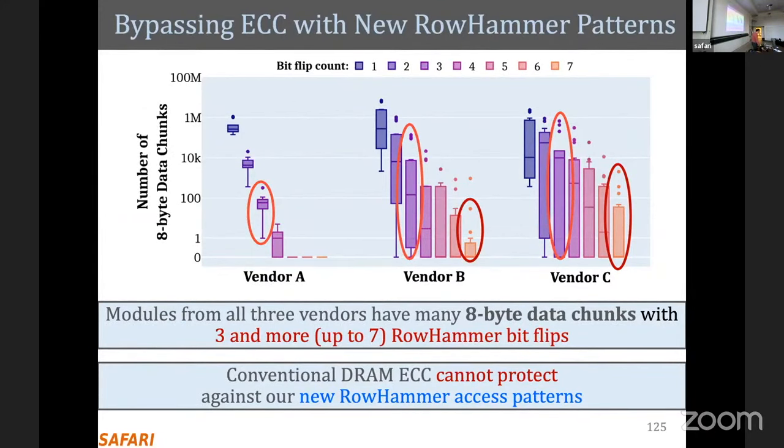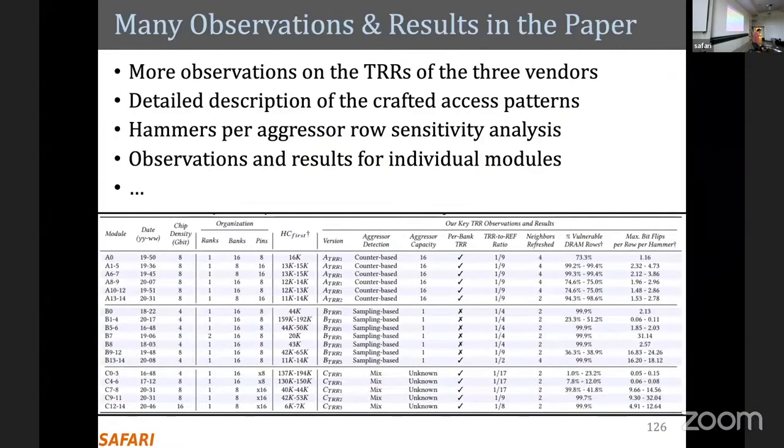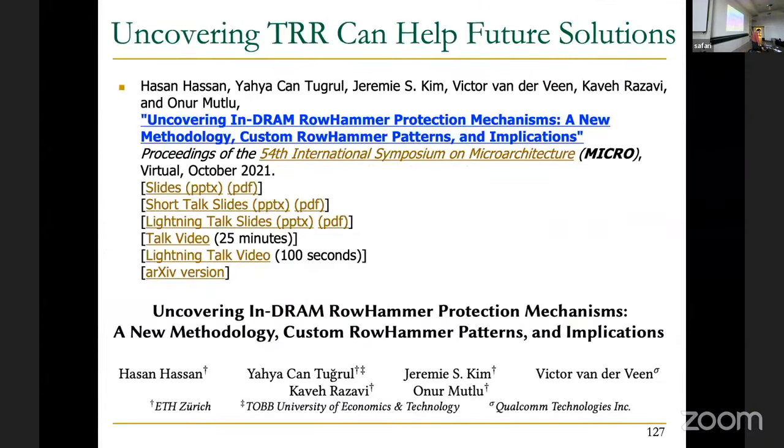And ECC is not effective, as you can see over here. This is the bit flip counts. Modules from all three vendors have 8-byte data chunks with three and up to 7 bit flips. So conventional DRAM ECC, even strong DRAM ECC, cannot protect against this easily today. Okay, there's a lot more in the paper, but we don't have time for it. So these are the kind of studies that I mentioned, fundamentally understanding. There's more to do to understand RowHammer.